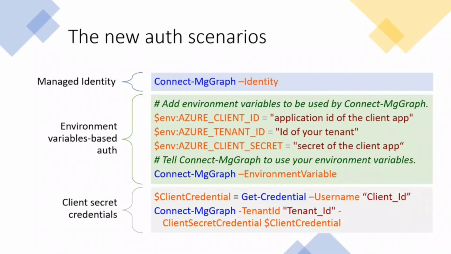The new auth scenarios here are the snippets, just for you to have a quick view. For managed identity, we now have a dash identity parameter here. For environment variables, as you can see here, we are using environment variables to set the client ID, the tenant ID, and the client secret. And the third one is the client secret one. As you can see, the dash client secret credentials parameter is now one of the ways you can authenticate against Graph.